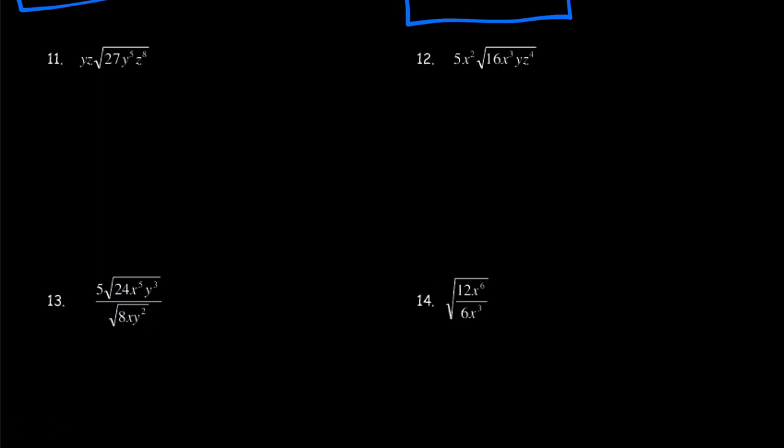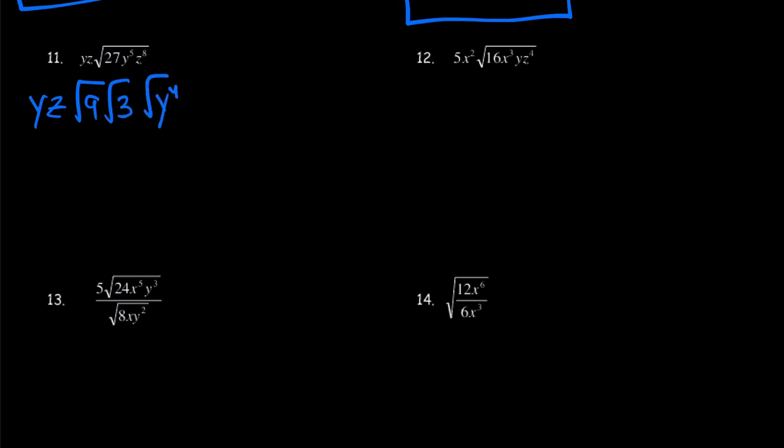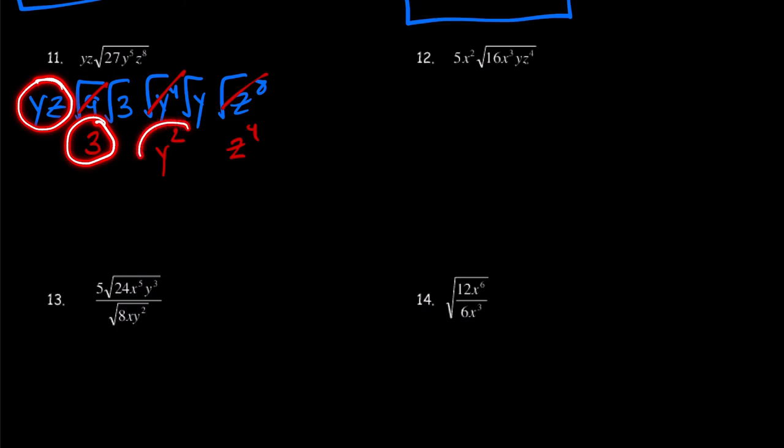All right, so number 11 here, we've got yz outside of a radical. 27, that's 9 and 3. Y to the 5th, okay, so I have to take out the even y to the 4th, and then I have a y left over under a radical. And then z to the 8th is a perfect square. So now, square root of 9 is just 3. That's outside of a radical. Square root y to the 4th is y squared. Square root of z to the 8th is z to the 4th. So everything that's outside of a radical is this yz, a 3, a y squared, and a z to the 4th. So I have to multiply all of this stuff together, and that goes outside.